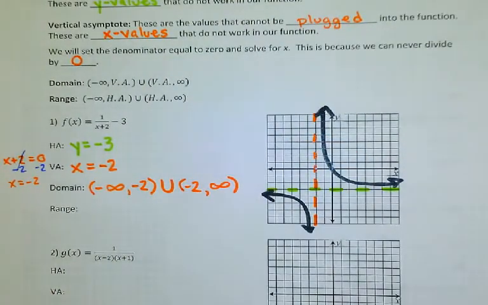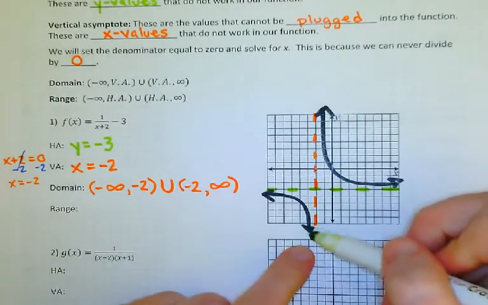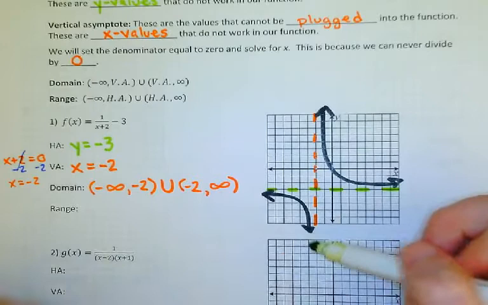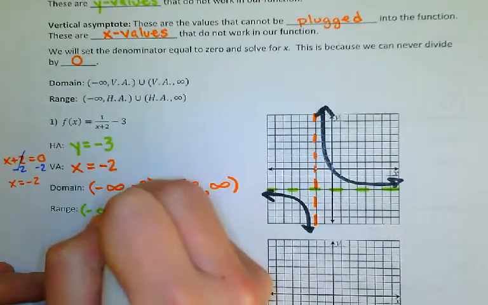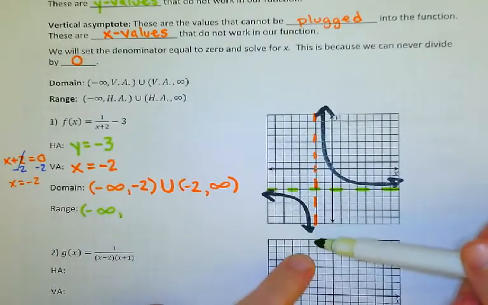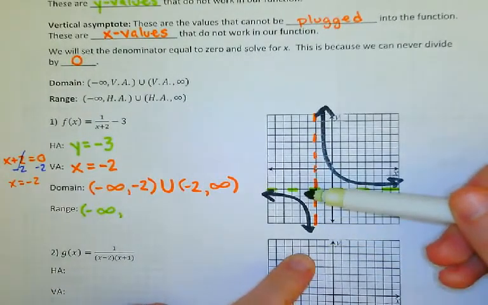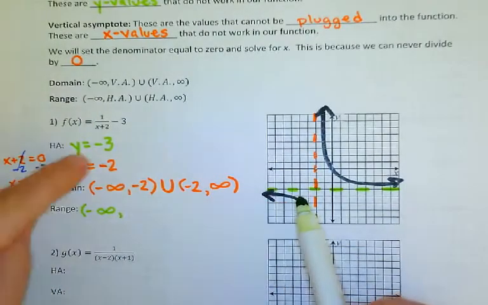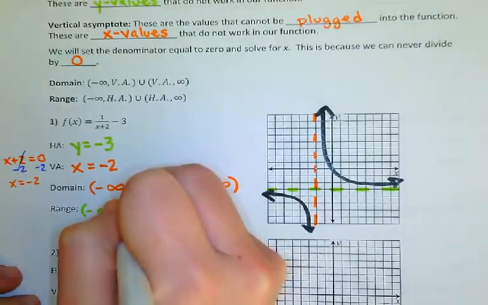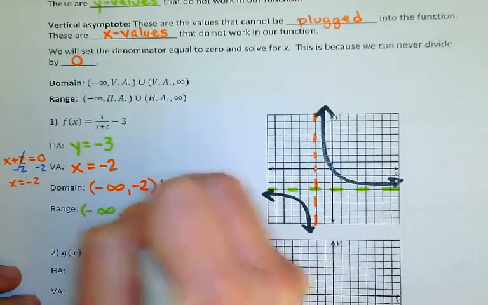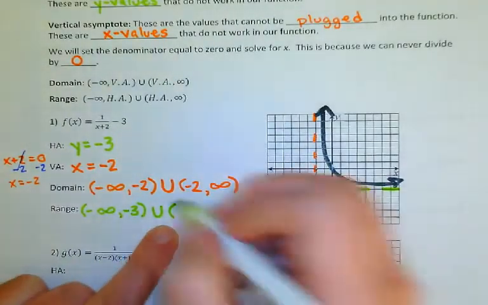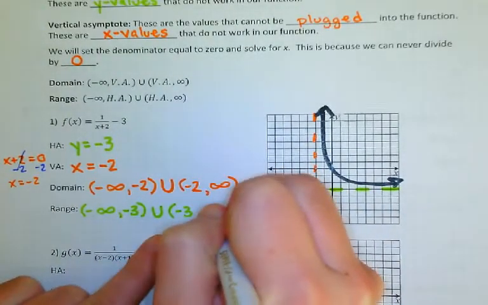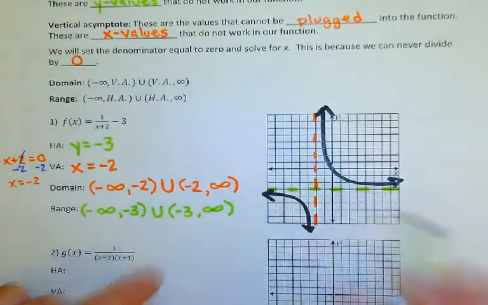Alright, for our range, the lowest our graph goes, this arrow is pointing all the way down, nothing's stopping it, so the lowest our graph goes is -infinity. And as we come up, we have to swerve or stop at this green line, which was -3. Then we hop over that -3 and we can keep going on up to positive infinity.